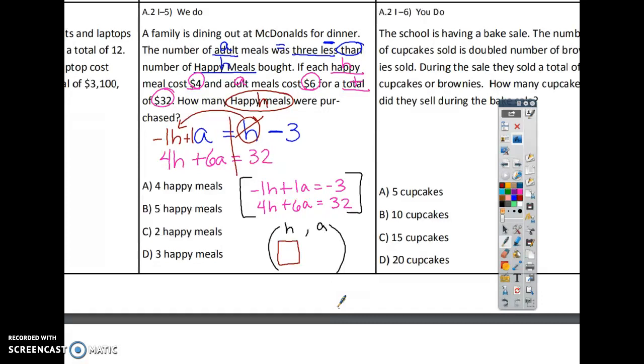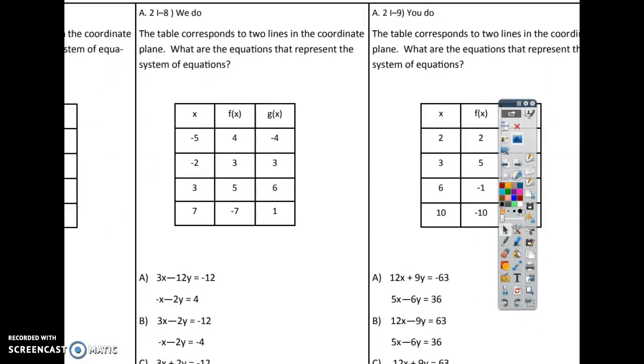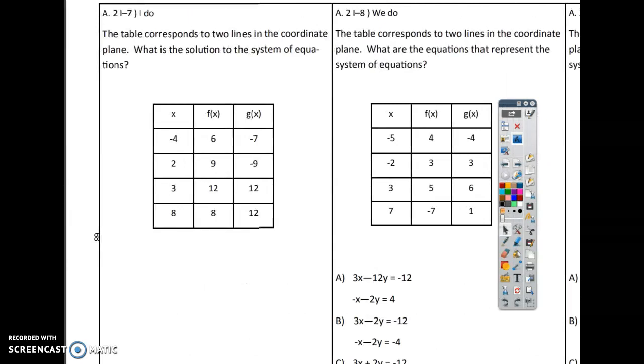And let's go to the back. I'm going to start you off. I'm going to do problem number 7, and I'm going to start you off on problem number 8. So number 7 is really easy. You probably just forgot. It says the table corresponds to two lines in the coordinate plane. What is the solution to the system of equations? Remember, solution is where they cross. The point that they share in common. What do they have in common?